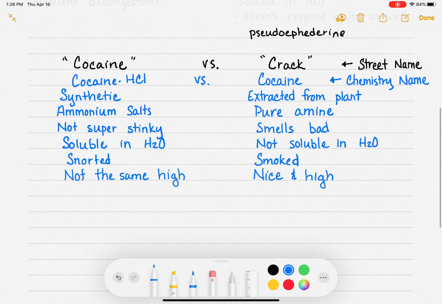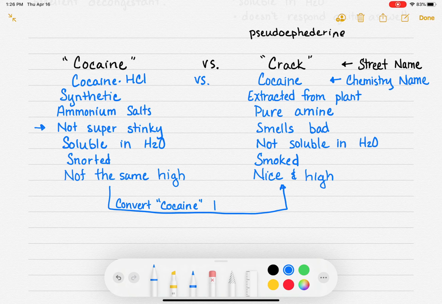So a lot of times on the street, people buy cocaine because it's a little bit easier to purchase. It's a little bit easier to smuggle, but they will convert the cocaine into crack. So convert cocaine, what you would call cocaine, into what we would call crack. Because the crack is just a better drug, more addictive. People that are crack dealers a lot of times are buying the cocaine and converting it themselves into crack.